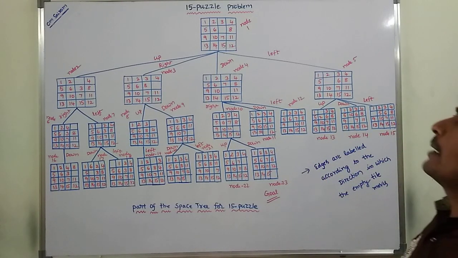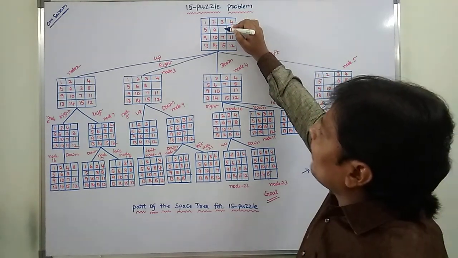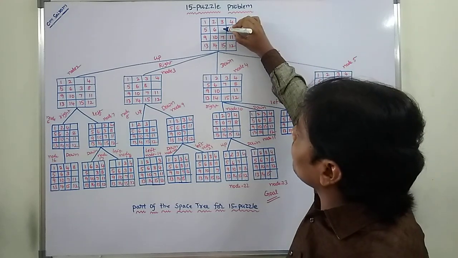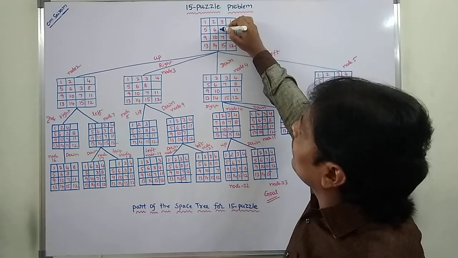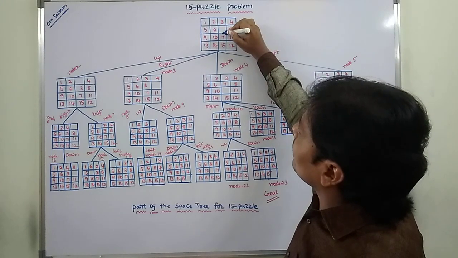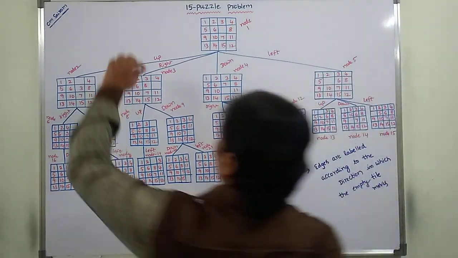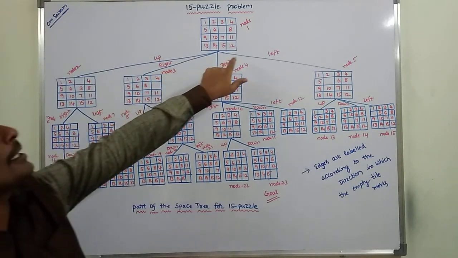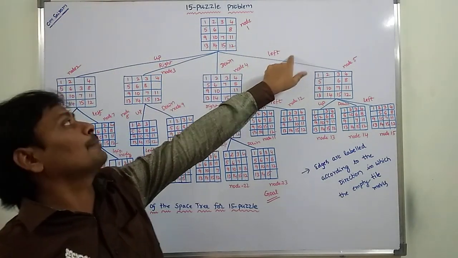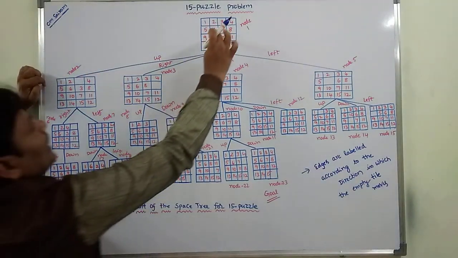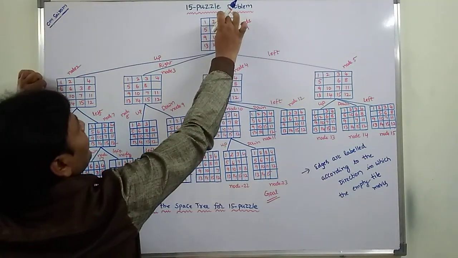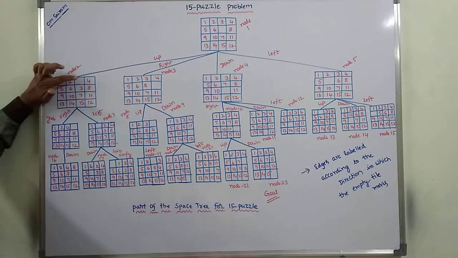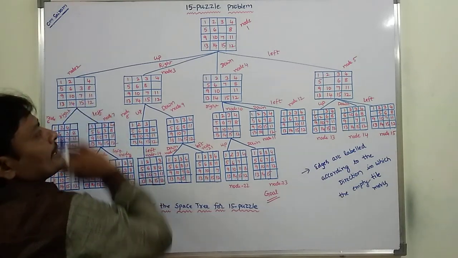Next one. Based on the movement of the empty slot, the empty slot can be moved in the right direction, left direction, up direction, or down direction. So first, the empty slot can be moved to the up direction. 3 can be moved to this place and the empty slot can be moved to this place. The remaining are all the same.